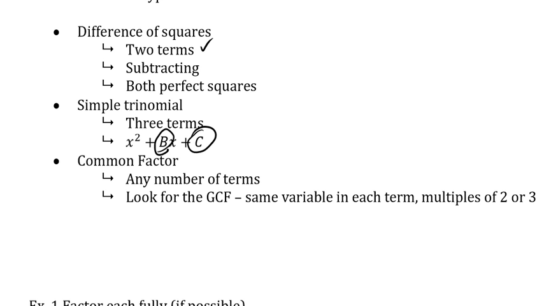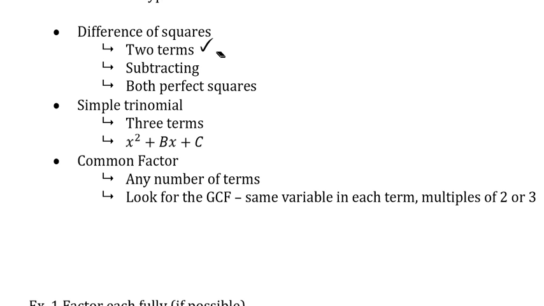So we'll see an example of that in a moment, but that's how that one works. Again, you can go back and refer to one of the older videos to see more examples of how that works. Simple trinomial: 2 numbers that add to the middle term and multiply to the last term. So if I've got 3 terms and it's in this form, then we're doing simple trinomial factoring.